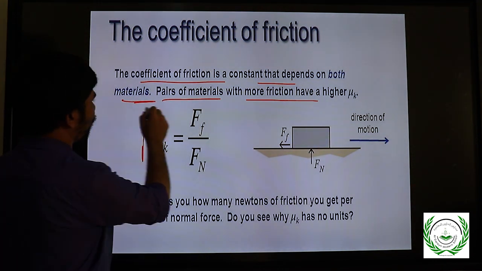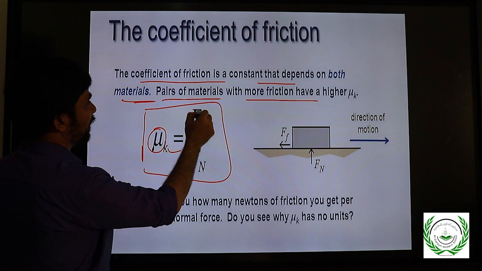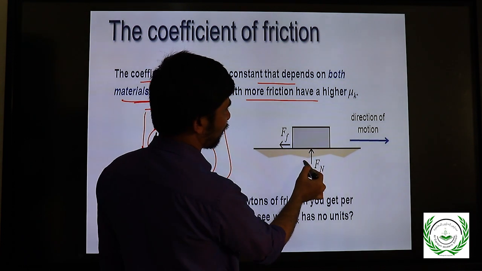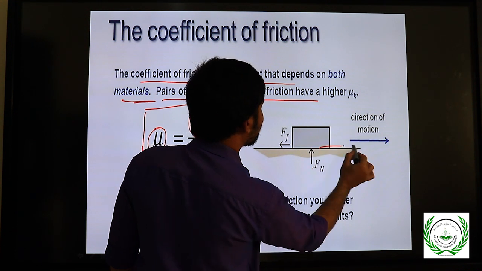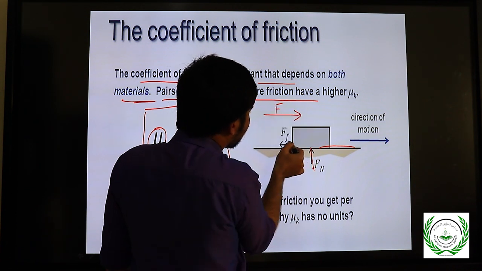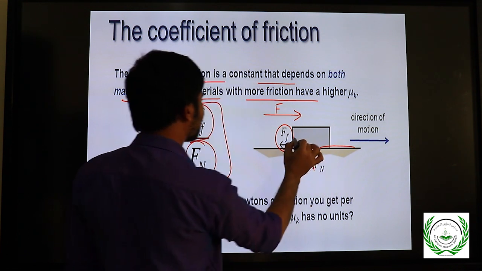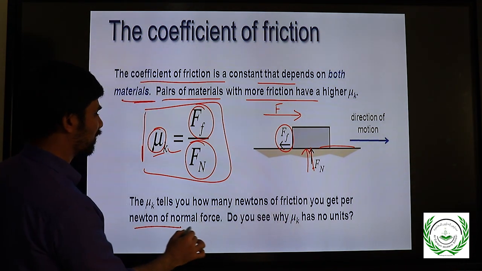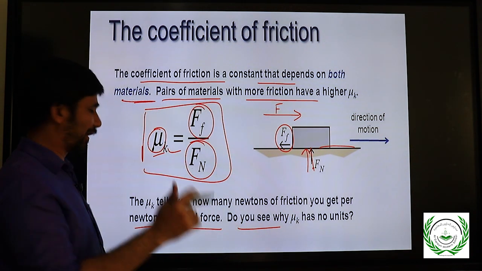The formula for the coefficient of kinetic friction is mu k, which is the frictional force divided by the normal force. So look here, an object on a surface. Now you are applying a force, and the direction of motion is here. This is the normal force, you are applying the force toward this side, and the frictional force is opposite. This gives the coefficient. The mu k tells you how many newtons of friction you get per newton of normal force. Why does mu k have no units? Because it gives only a number.